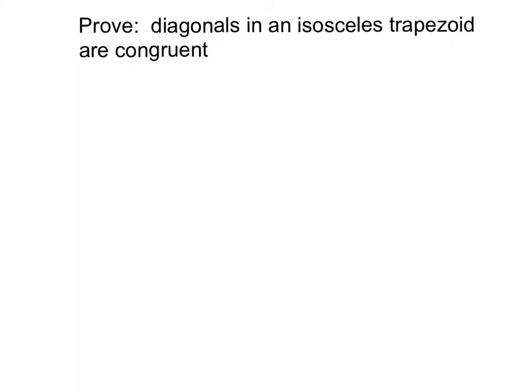Hello there. It's time to prove that the diagonals of an isosceles trapezoid are congruent. Start by drawing a picture of an isosceles trapezoid. Now, some of the things we know about an isosceles trapezoid are that these lines are parallel, AB is going to be the same length as CD, and this angle down here, A, is the same measurement as that angle down there at D.